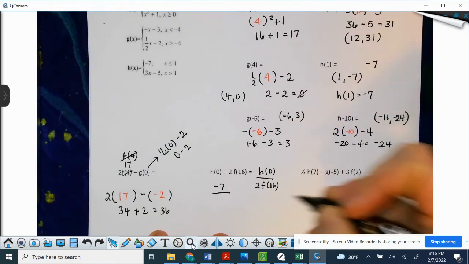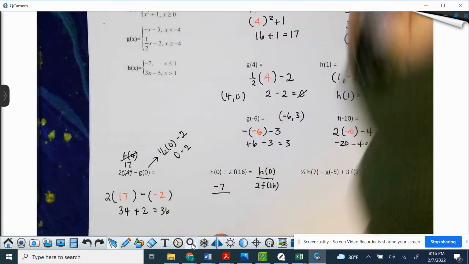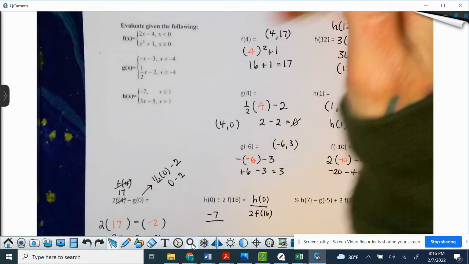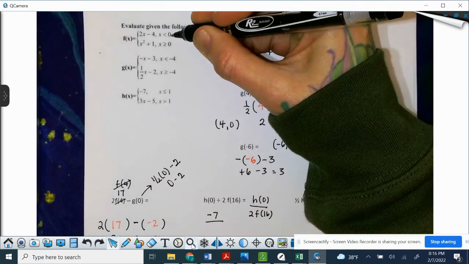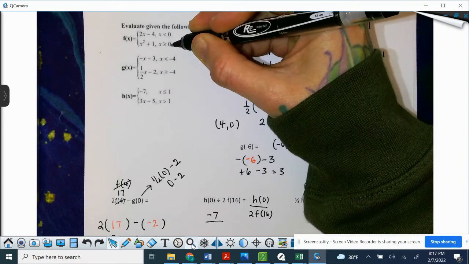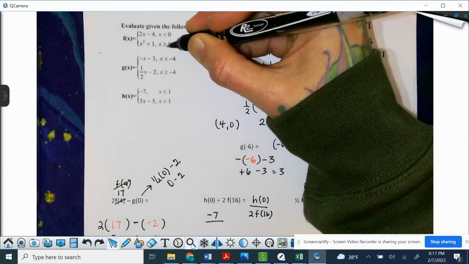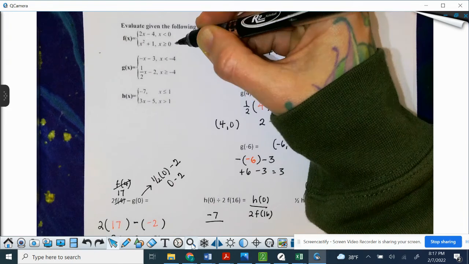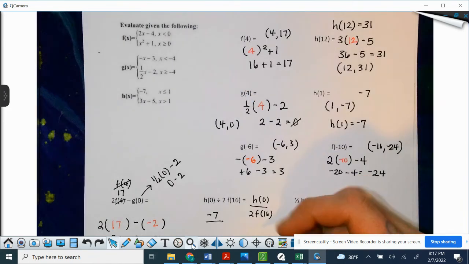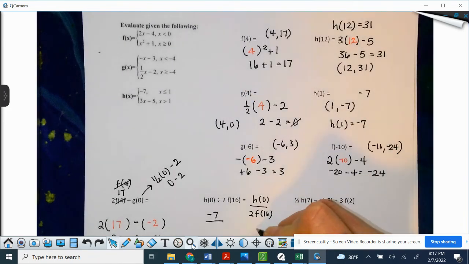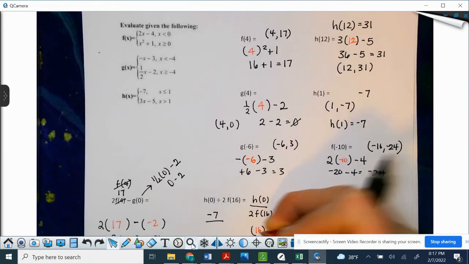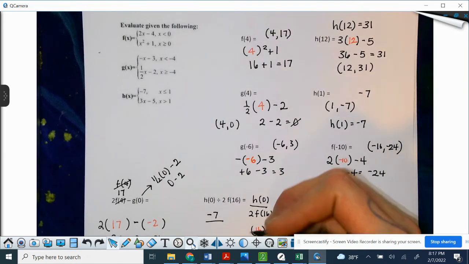So f of 16, if we go back up here to Frank's function, is 16 less than 0, or is 16 greater than or equal to 0? It is going to be greater than. So we are going to have a holy moly big number, but we're going to do it anyway. So square it, and we're going to put a 16 in there. And then we're going to add 1.